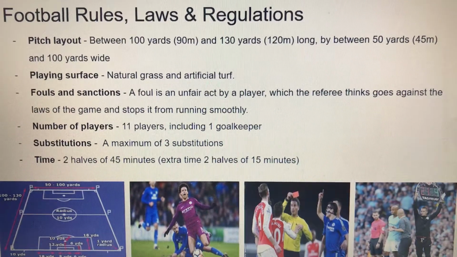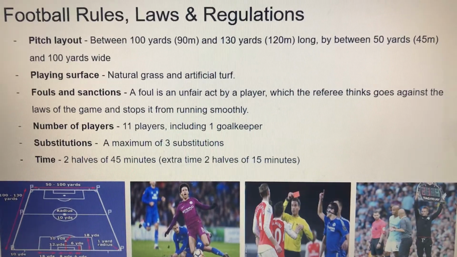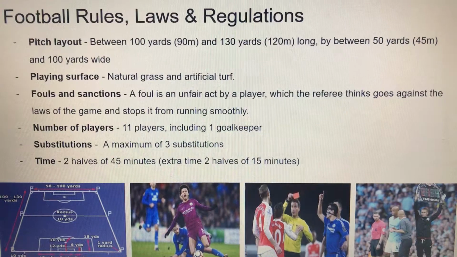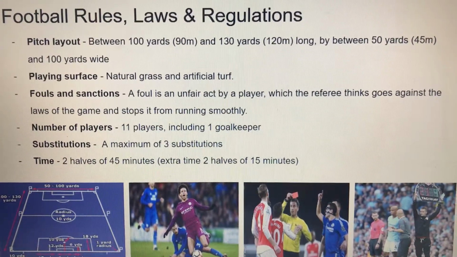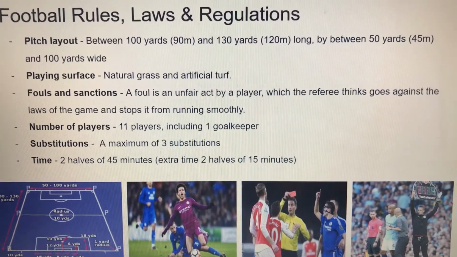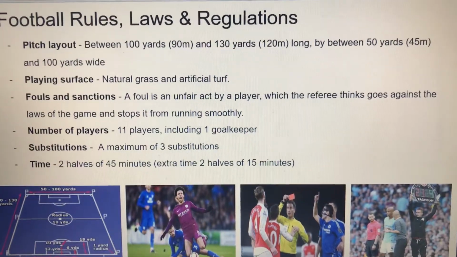The number of players. According to the laws of the game, there should be 11 players start on a football pitch for each team. One of these players must be a goalkeeper. Substitutions. A maximum of 3 substitutions can be made depending on what fixture is taking place. The team is allowed to take up to 7 players to choose from to substitute onto the pitch.